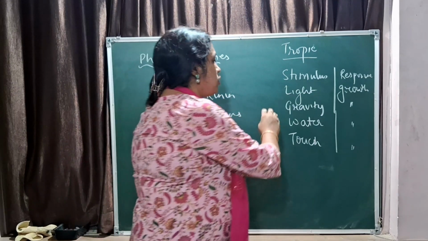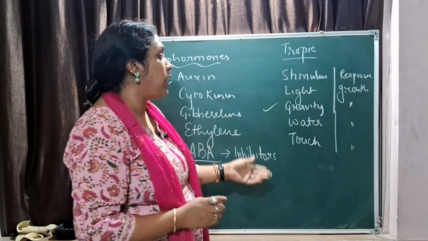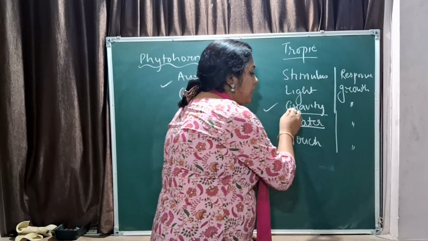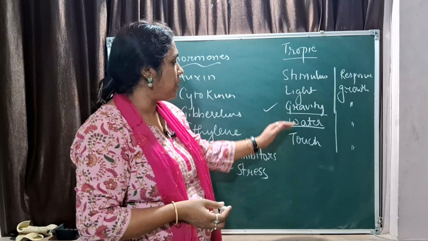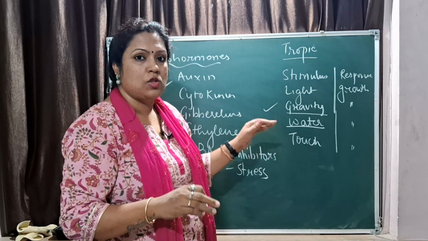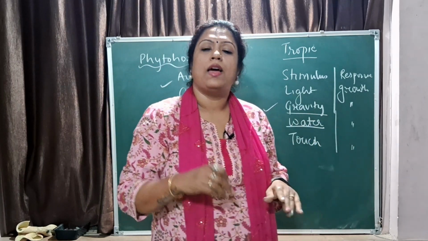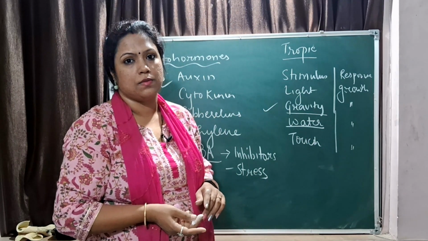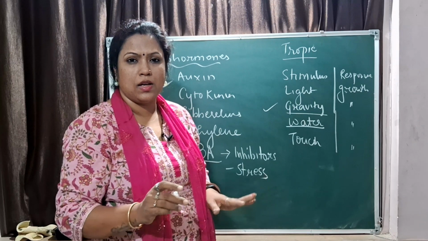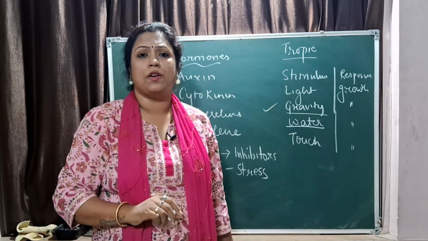Clinostat is used for geotropism, right? Then if you have given priority to the roots, whether you want gravity or water, the first priority is water. So even the root will take hydrotropism as a priority and then move to the geotropism. Is that clear? Any doubt here? Put it in the comment section. So this is about the tropic movements in the plant.